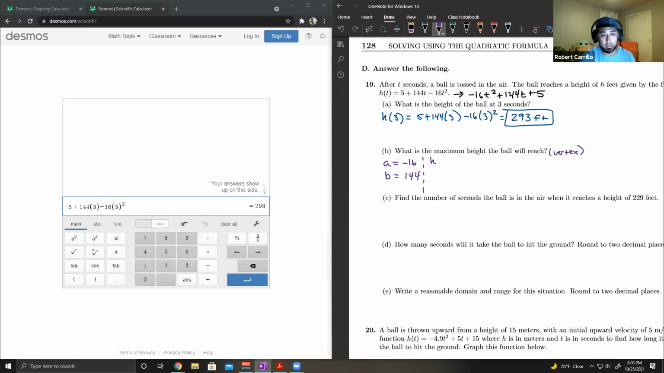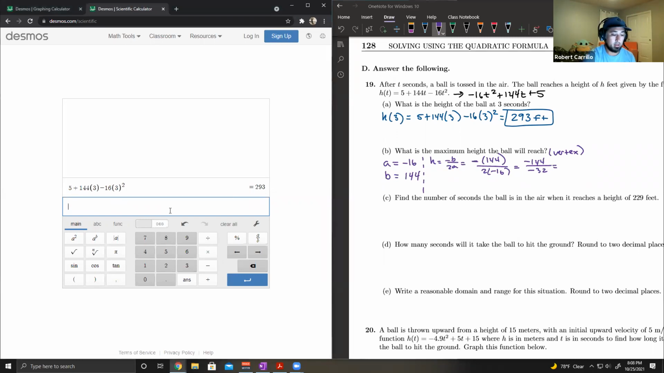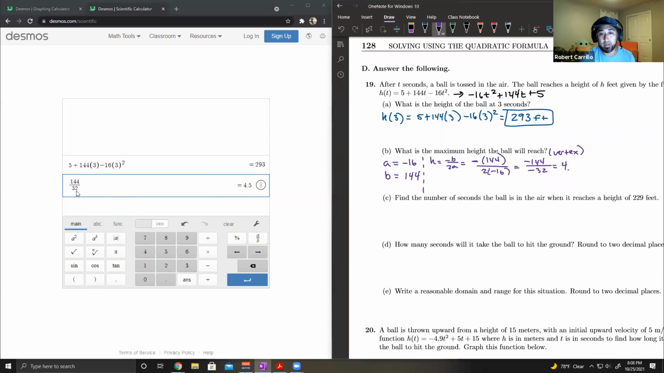So h is negative b over 2a, and you get negative 144 over 2 times negative 16. So negative 144 over negative 32. And 144 over 32 is 4.5. So we now know to reach the maximum height is going to take 4.5 seconds, but we want the maximum height. So we take 4.5 and plug it into the equation above.